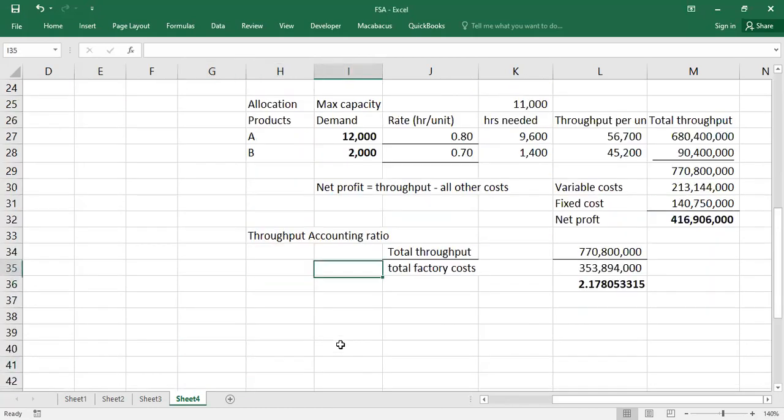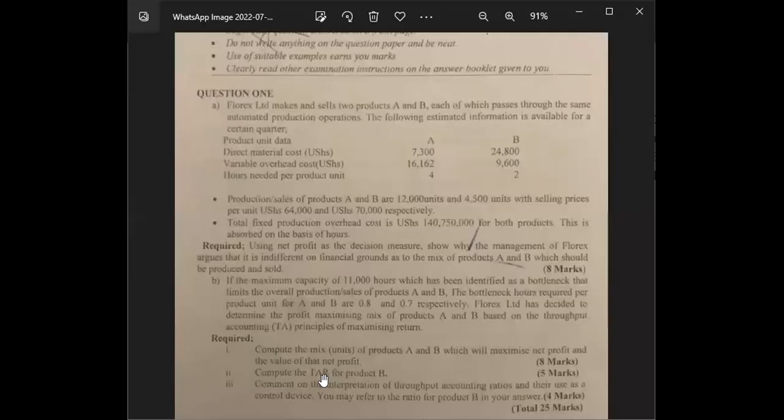So guys, that is if they want it for all, but usually they ask for TAR, or throughput accounting ratio, for a single product out of the group. Like in this question, part B wanted you to compute this very one, but specifically for B only. Compute the TAR for product B, throughput accounting ratio, product B. So how do you go about it?